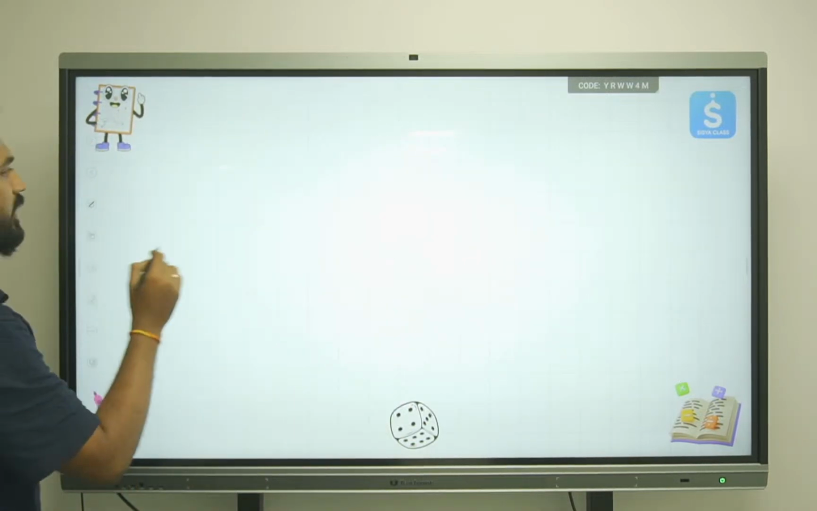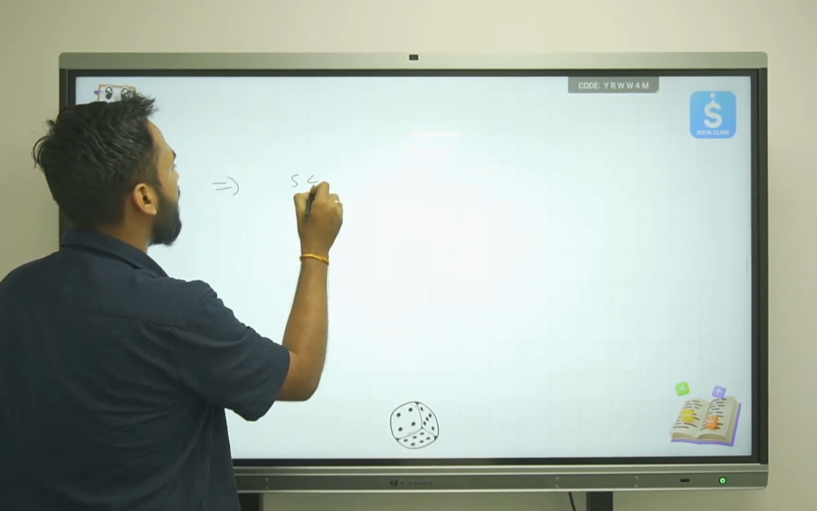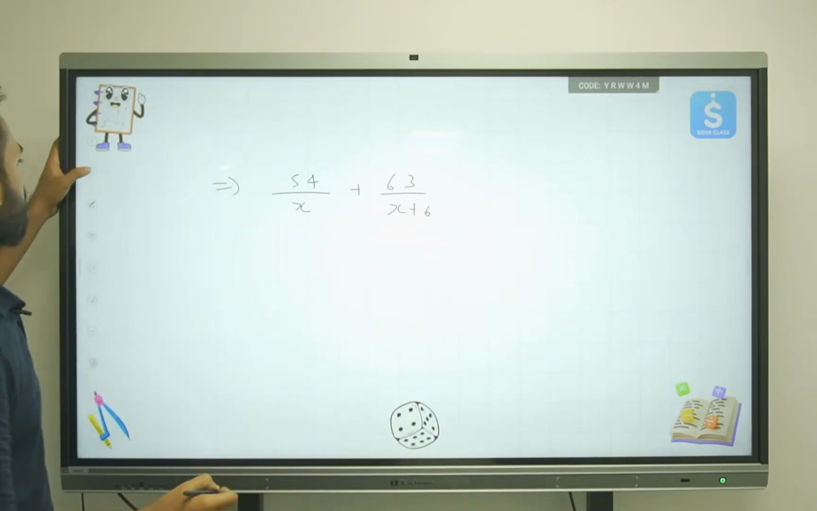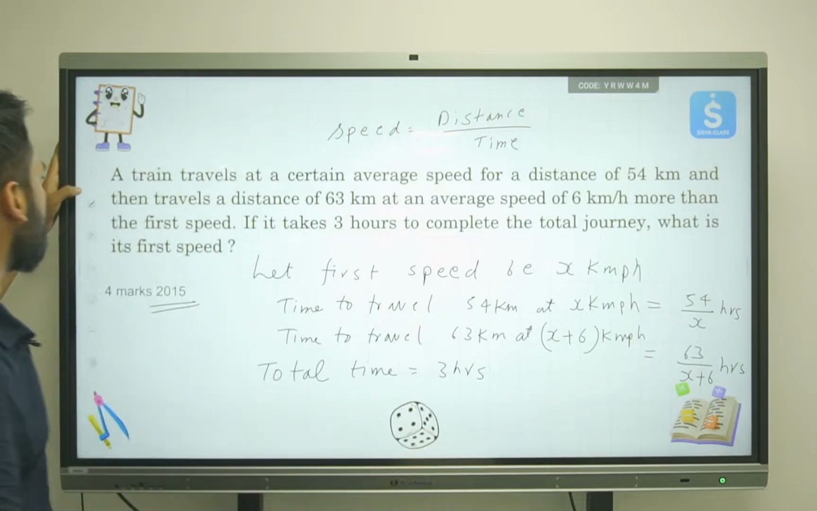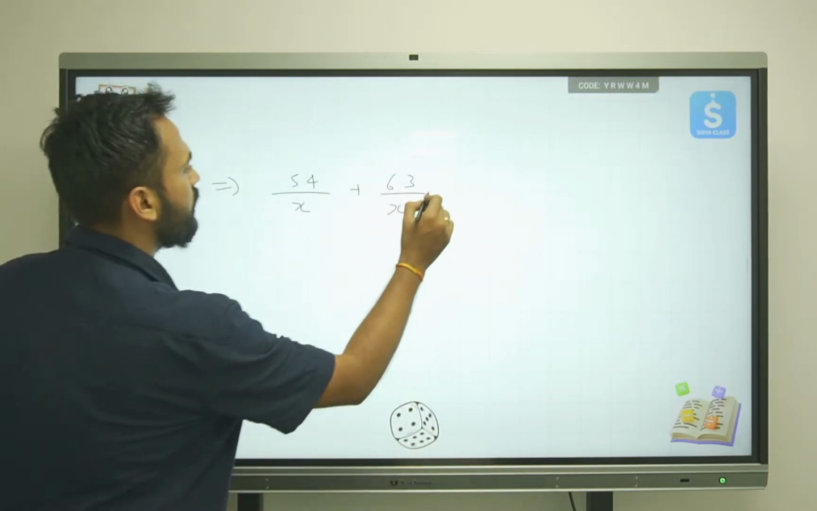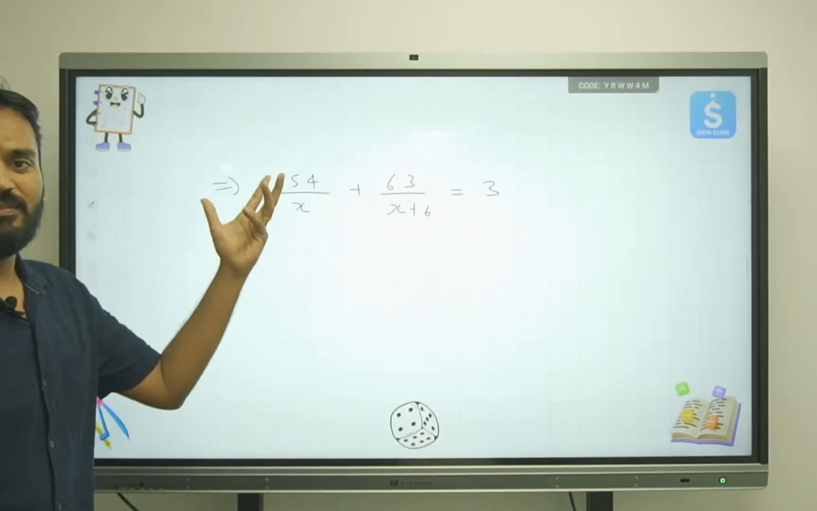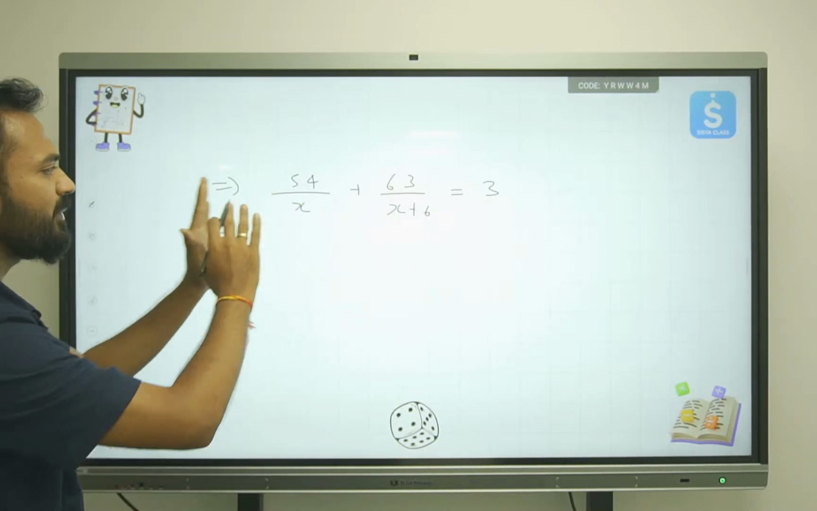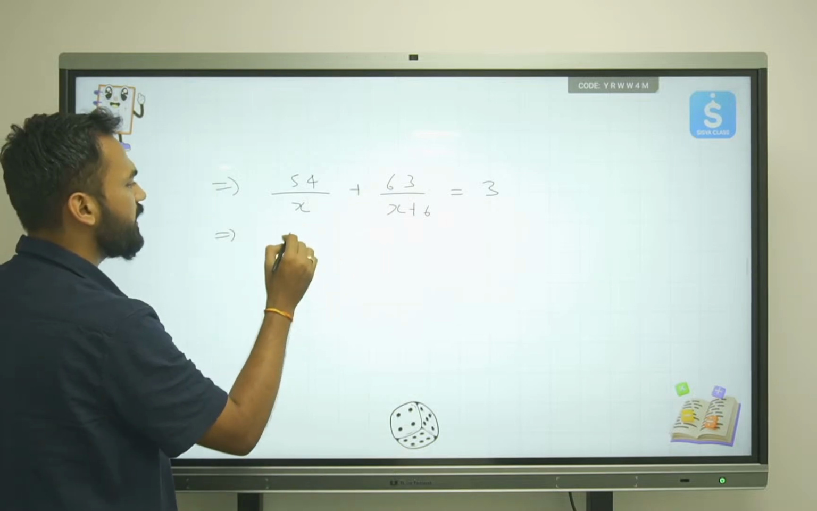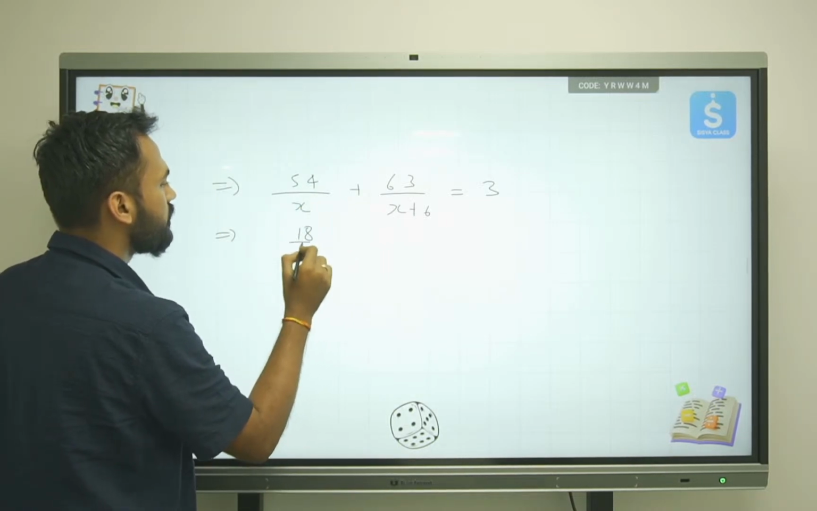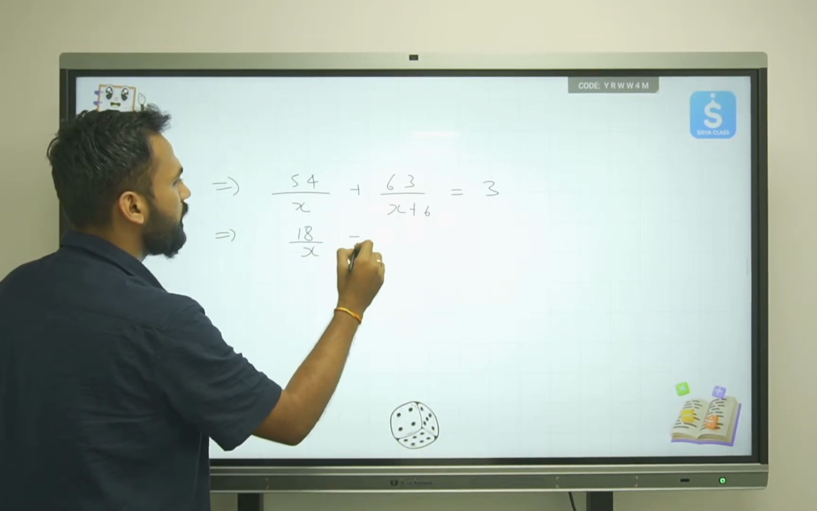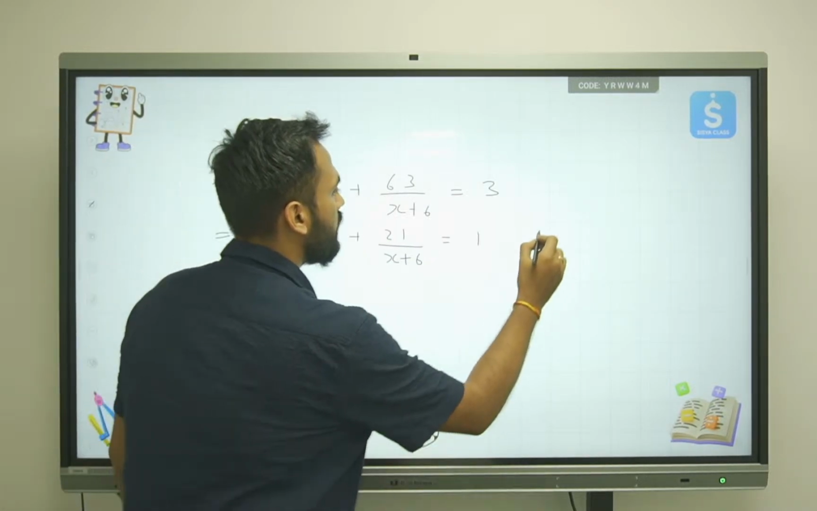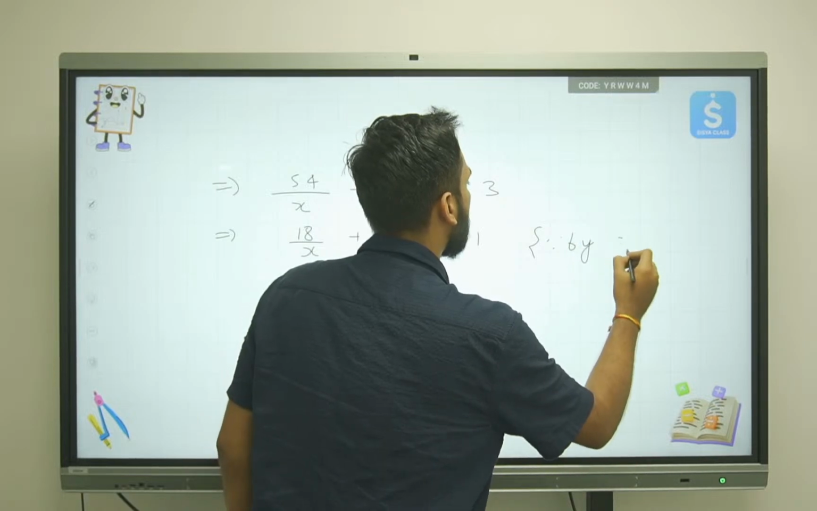Let me write that in the next line. 54 by x hours plus 63 by x plus 6 hours will be equal to 3 hours. Clear? Now let's simplify this. We will divide the complete equation by 3 first. Dividing by 3 throughout, we get 18 by x plus 21 by x plus 6 is equal to 1. Clear?